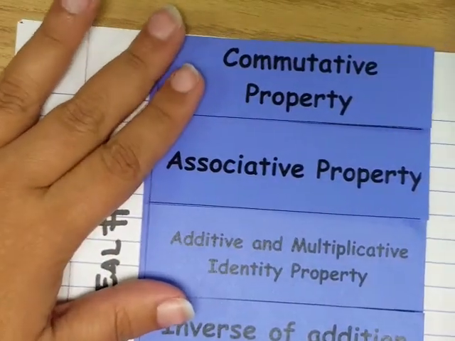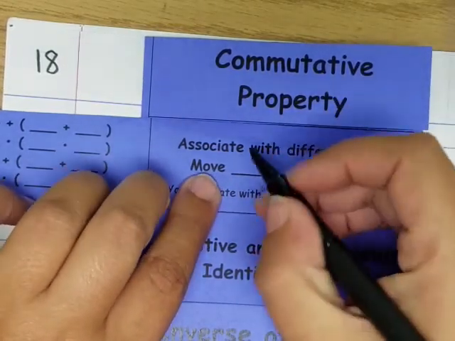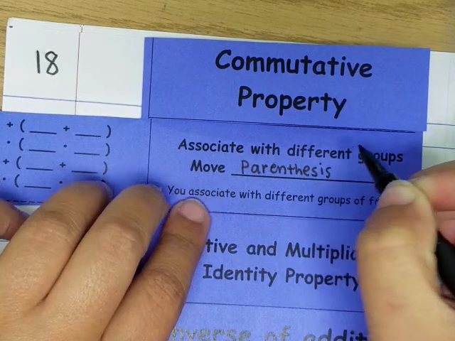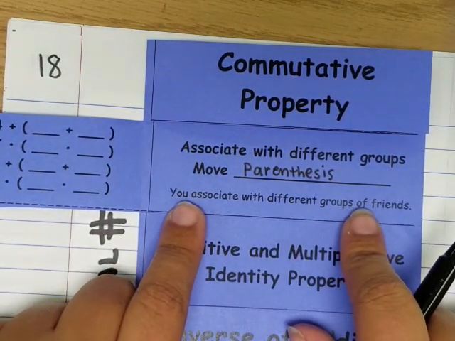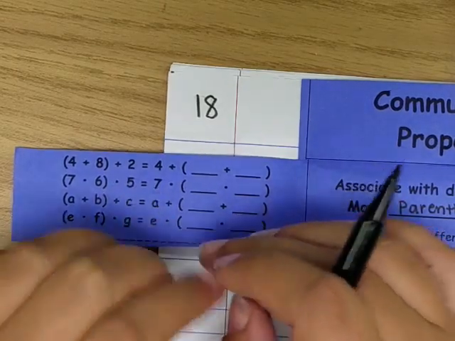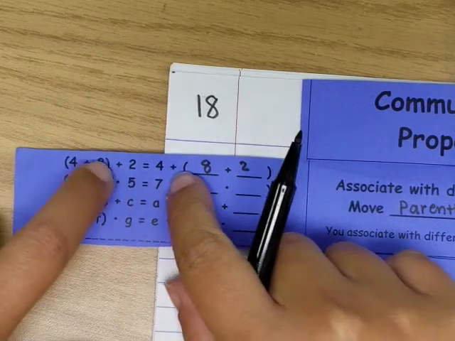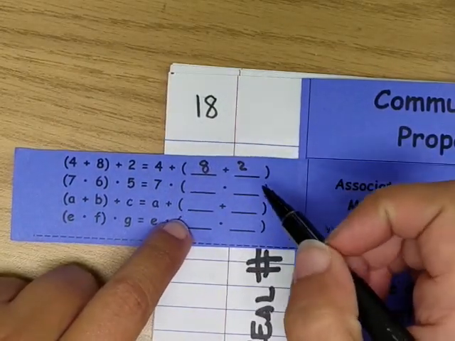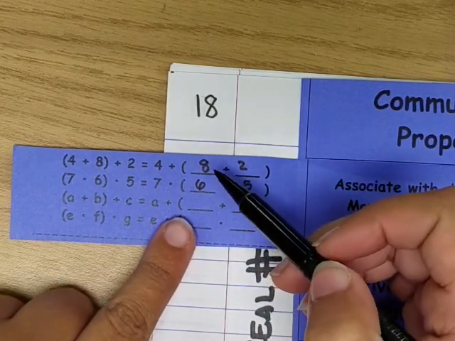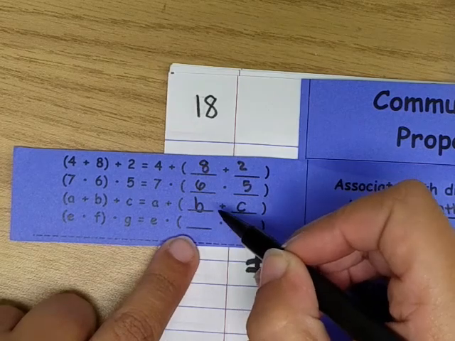All right, the next word that we have is the associative property. And this is talking about how you associate or you group with people. So to associate with different groups, you're going to move the parentheses. And then here's just a real world example: you associate with different groups of friends. So over here, this math problem, 4 plus (8 plus 2) is the same using associative property as (4 plus 8) plus 2. So we were able to regroup. Instead of having the parentheses around the 4 and the 8, now we have it around the 8 and the 2. Multiplication, same thing. So 7 times (6 times 5) is (7 times 6) times 5. And this only works with addition and multiplication. And then again, just regroup it. And then just again, regroup it.